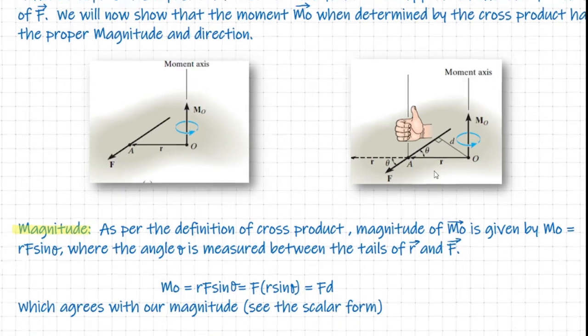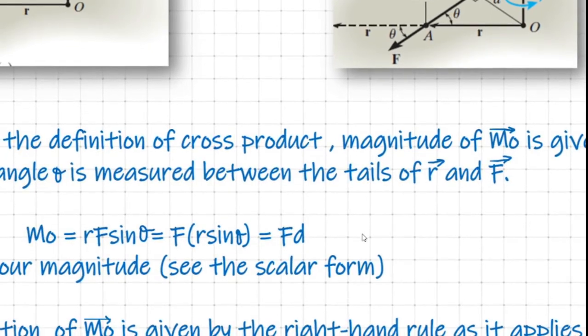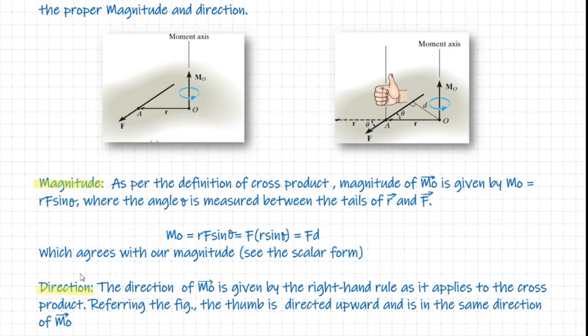Now R F sine theta can be written as F into R sine theta. Looking at this figure, it is very easy to say that if R is this distance and theta is this angle, what is R sine theta? It is nothing but the perpendicular distance d, which is the moment arm that we discussed in the scalar format session. So this means F into d. This is what is written here, which agrees with our magnitude.